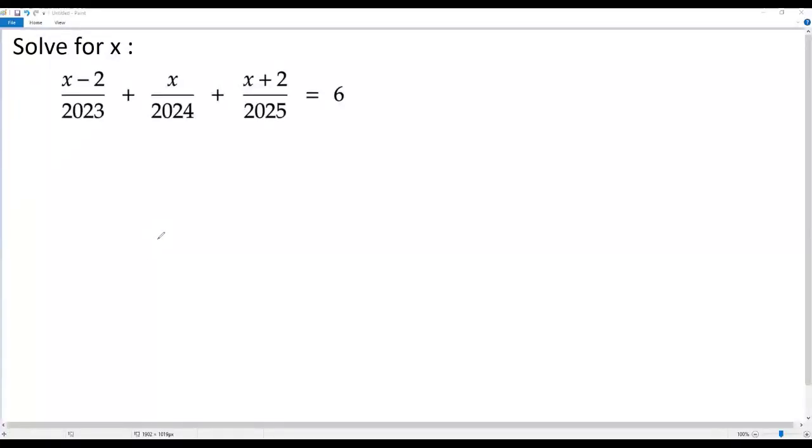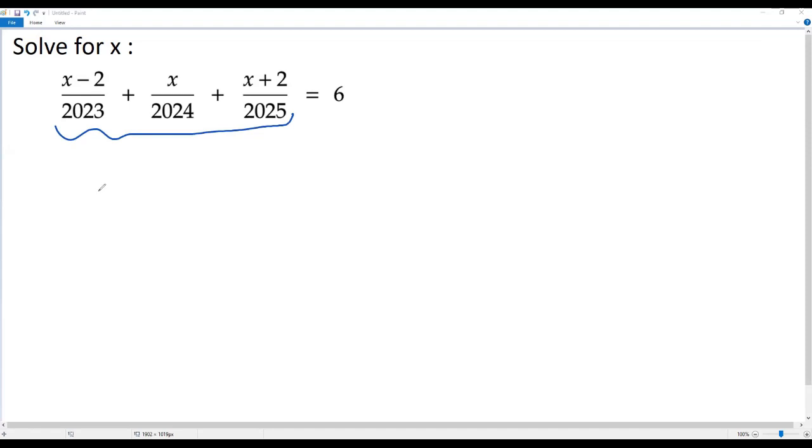Here we have an equation and we have to solve for the variable x. That is, we have to find the value of x in this equation. Usually when we have this kind of equations, what we'll be doing is we'll try to combine the three fractions on the left side over here.